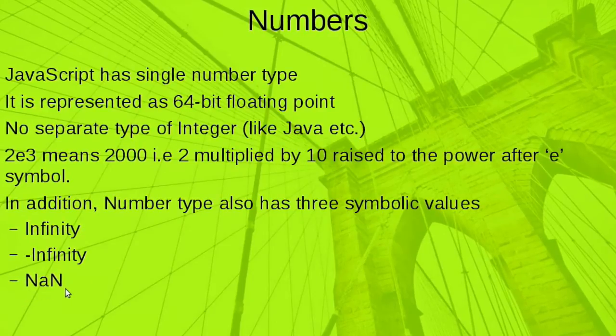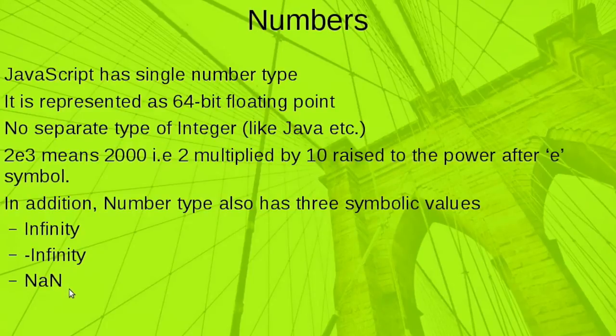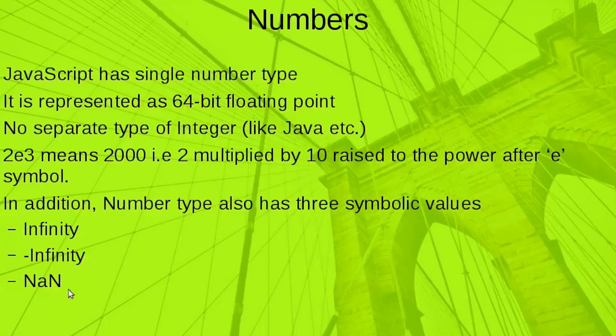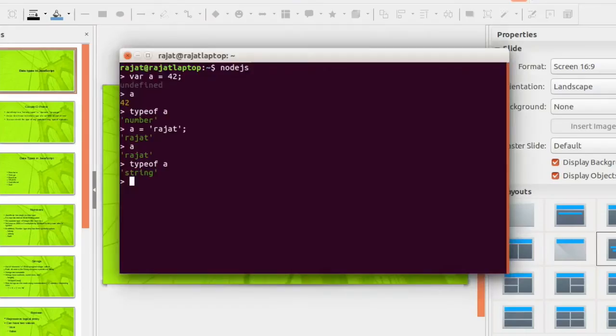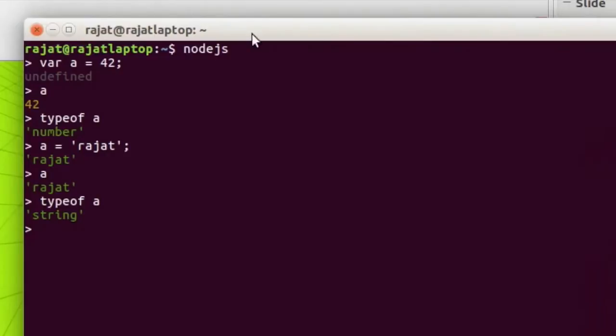Not a number represents that the value a particular variable contains is not a valid number. So let's test this number data type. Let's switch back to Node.js and redefine this variable as 42. If you do typeof a, that's a number, right?